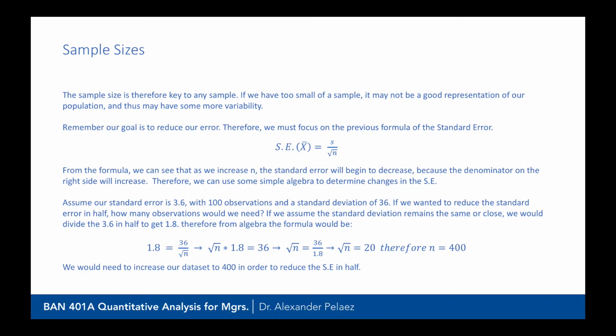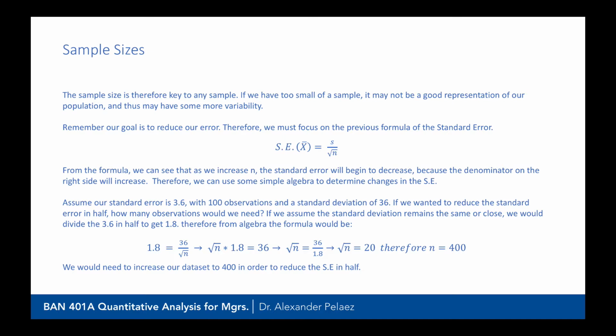Now, the sample size is key to any sample. If we have too small of a sample, it may not be a good representative of our population, and thus it will introduce more variability. So remember, our goal is to reduce error. Therefore, we have to focus on the previous formula here of the standard error of x bar equaling the sample standard deviation divided by the square root of n. From the formula, we can see that if we increase that denominator by increasing n, then the standard error will begin to decrease. And thus, we can use algebra to determine changes in the standard error.